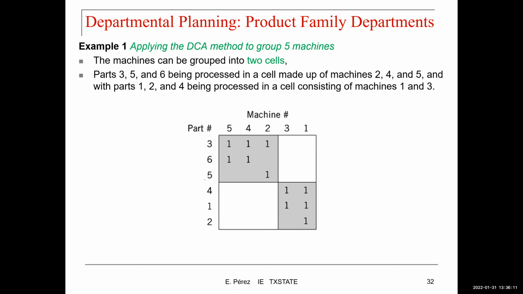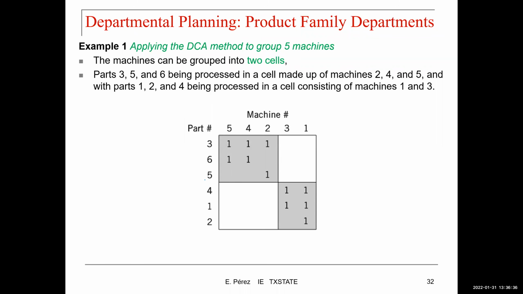You see here we have machines 4, 5, 4, and 2 serving parts 3, 6, and 5. These machines 4, 5, 4, and 2 are not involved with parts 4, 1, and 2. So that's why we can separate them and form a cell.